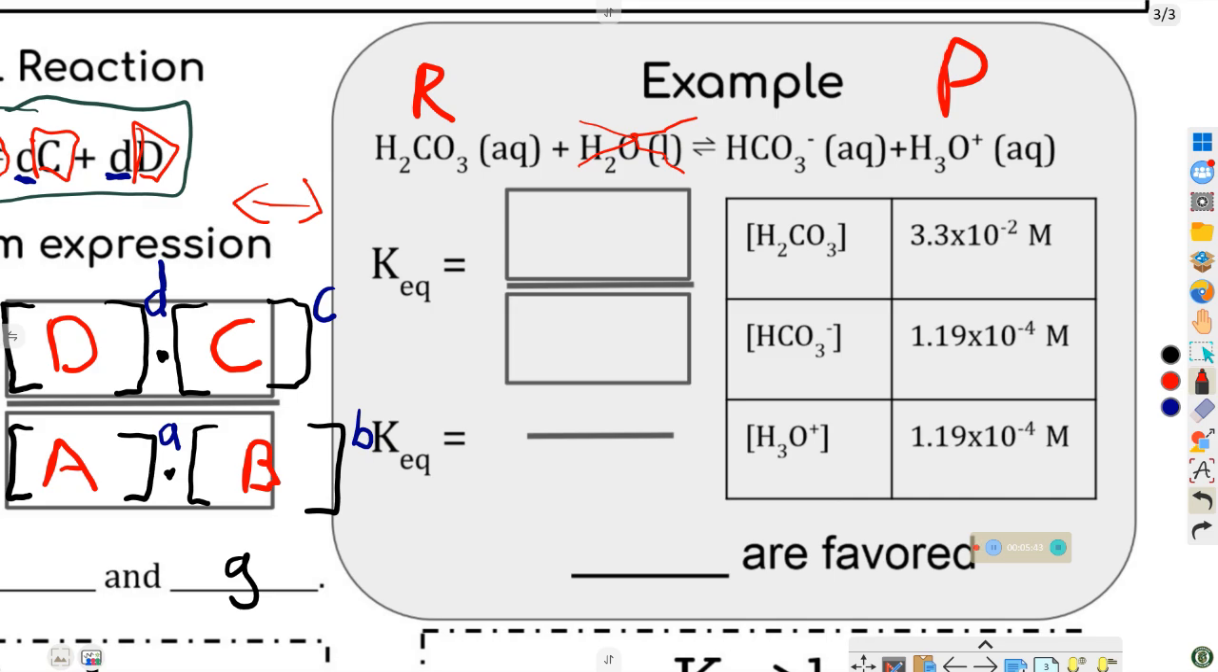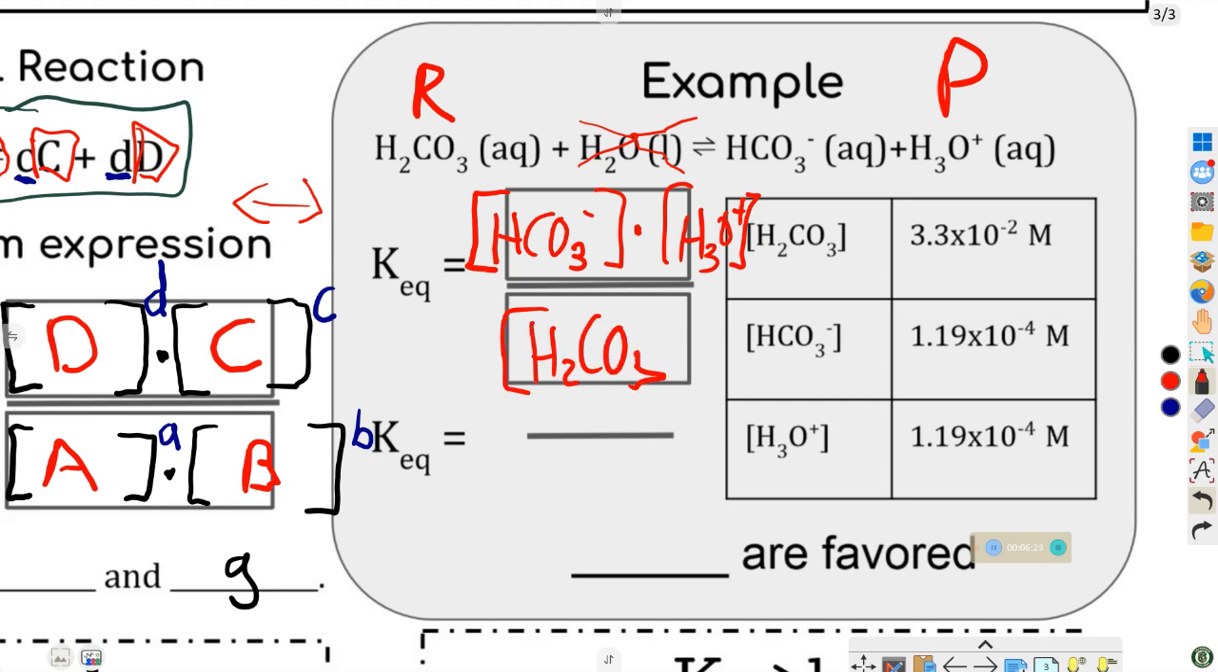Now I'm going to put in my expression. I have HCO3 with a minus sign. It does not have a coefficient, so it's just going to be 1, times H3O plus, which also doesn't have a coefficient. And then for our reactant, that is going to be the concentration of H2CO3, and once again, that doesn't have a coefficient. So those are the concentrations put in.